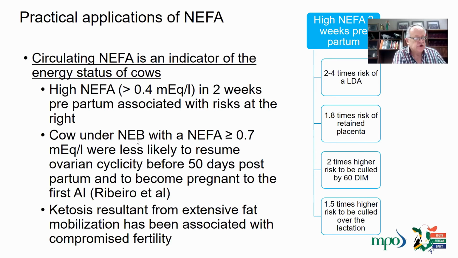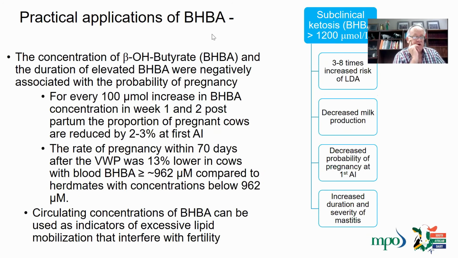And then the ketosis, as I said earlier, is the result of this extensive mobilization of the fat itself. If you look at the next one here, the practical applications of beta-hydroxybutyrate, as I said in that earlier graph with the glucose, the NEFAs and the beta-hydroxybutyrate, the concentration of this beta-hydroxybutyrate and the duration will be negatively associated with the probability of pregnancy. Again, you can see on the right-hand side there, left displaced abomasum, the decreased milk production.